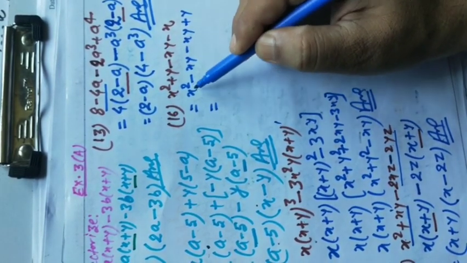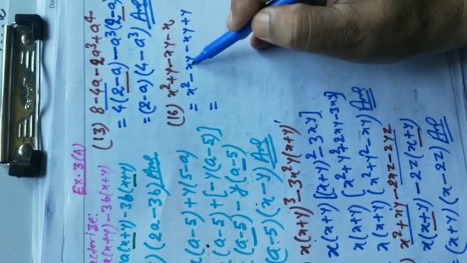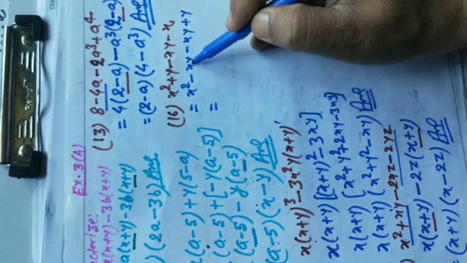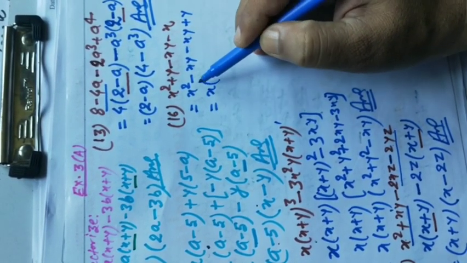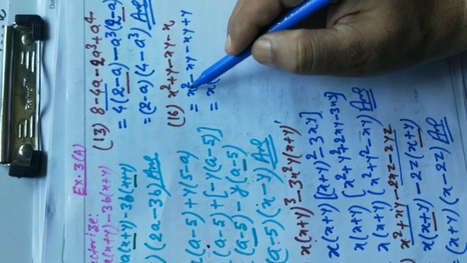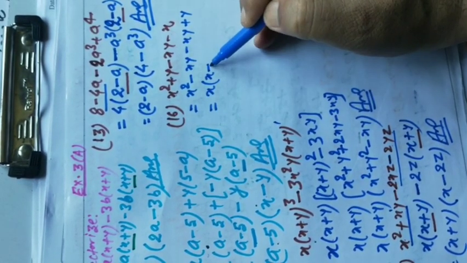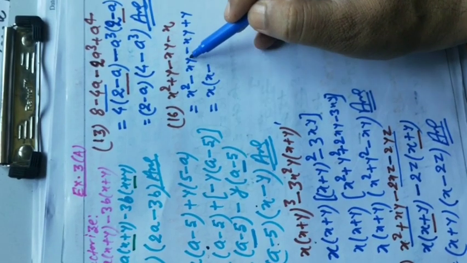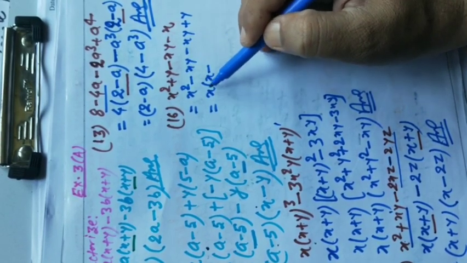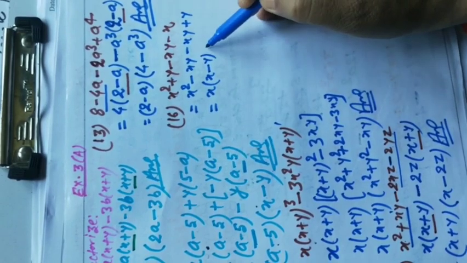Now you can see in these two terms x square and x, x will be common. Then what will be left here? When x square is divided by x, x will be left, and the minus sign is there, so put the minus sign. And when this xy is divided by x, x will cancel with x, then y will be left.